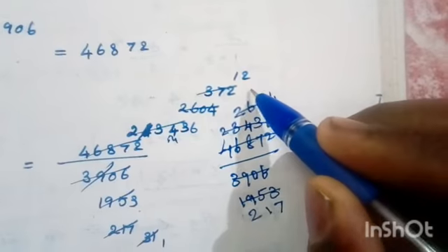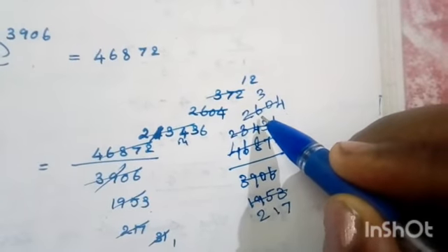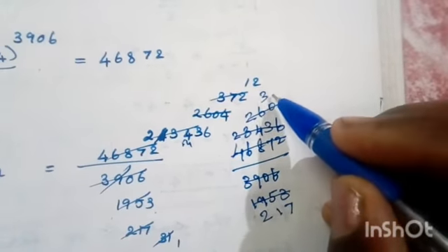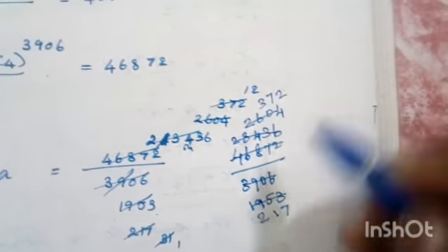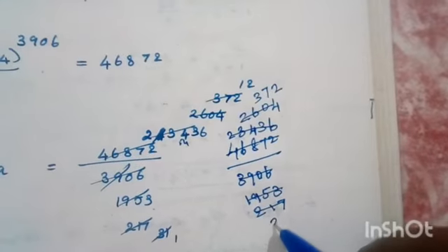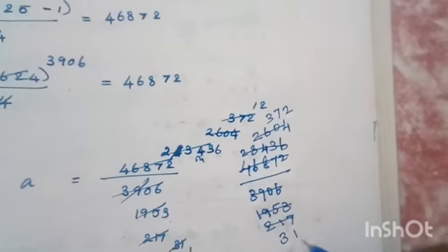Seventh table: 3 7s are 21, balance 5, 50; that is 7 7s are 49, balance 1, 14; that is 2 7s are 14, 3 7s are 21, 1 7 is 7.